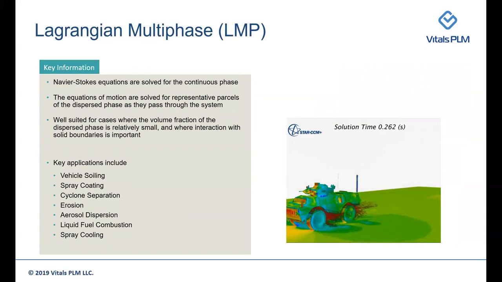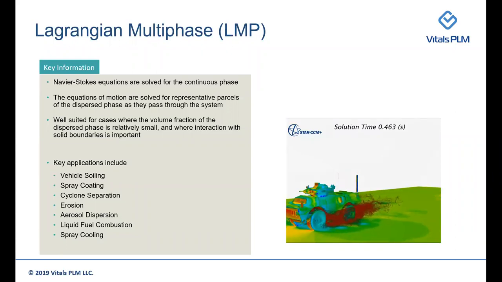After we discussed the Eulerian multiphase models, let's look at the Lagrangian multiphase flows. Within the Lagrangian multiphase flow model, the Navier-Stokes equations are solved for the continuous phase. For the discrete phase, the models are solved by considering the discrete phase as representative parcels. When I say parcel, it can be a droplet or a solid particle passing through a continuous phase. The Lagrangian multiphase approach is well suited for cases where the volume fraction of the dispersed phase is relatively small. We have seen this in the previous slides, where the volume loading of the dispersed phase is around 10%, and in that scenario, the interactions with the solid boundaries become important.